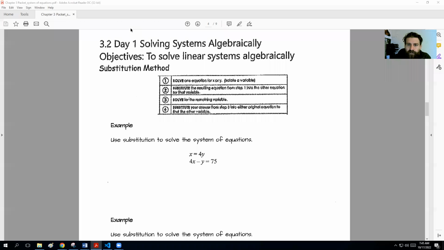So if you remember, when we're trying to find a solution to a system of equations, we're trying to find the x and y values that work for both equations. And graphically, it's really nice because we're just figuring out where the lines cross. But we do have some problems here.